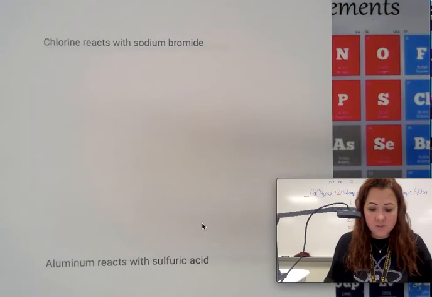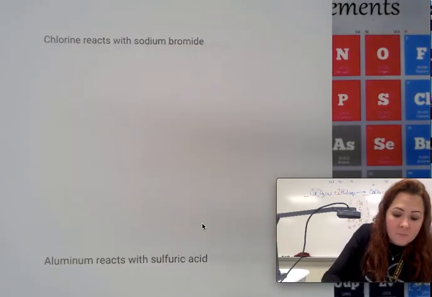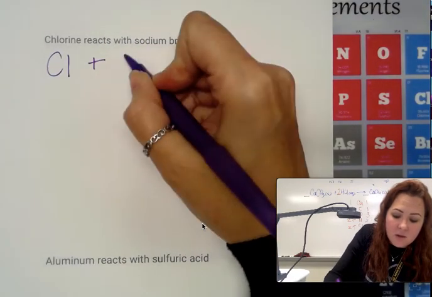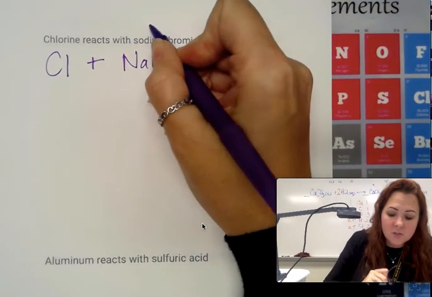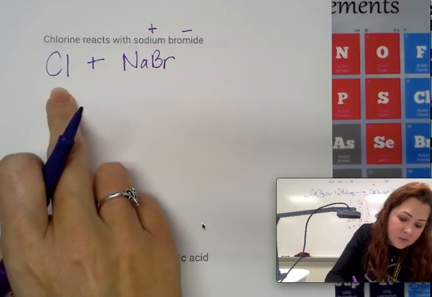All right, the next one, it says chlorine reacts with sodium bromide. Chlorine's a single element, reacts with NaBr, sodium's +1, bromine -1. Chlorine, though, is a diatomic element. It gets a 2.